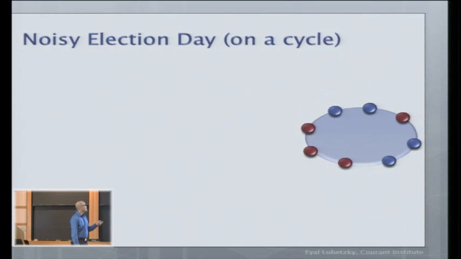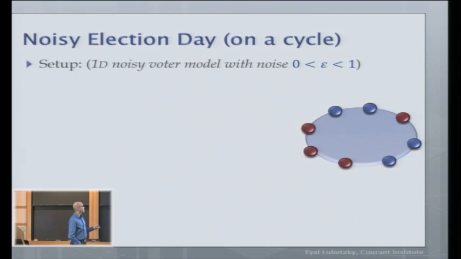Towards election day tomorrow, I thought to start with a very friendly slide that may seem completely unrelated, at least to those who are not experts. Let's suppose that we have what is referred to as the one-dimensional noisy voter on a cycle, with a given parameter of noise, but this is a technical term. What we have is n guys standing on a cycle, and each of them has a binary vote. It's either red or blue, or either 0 or 1. And there's a dynamics associated with this system.